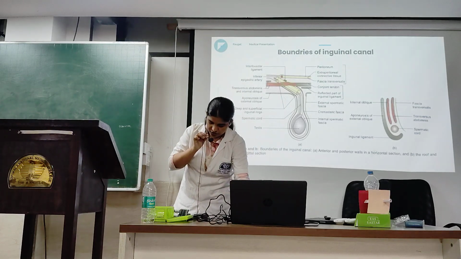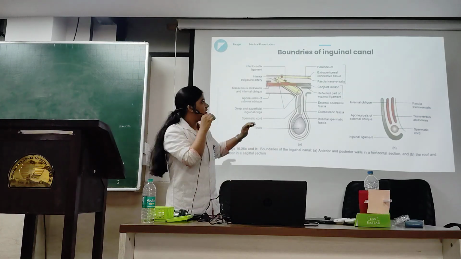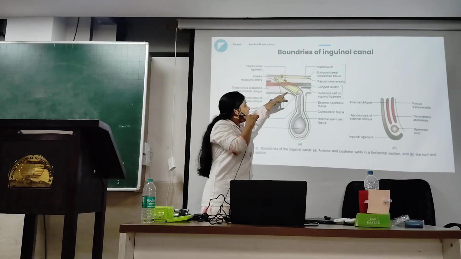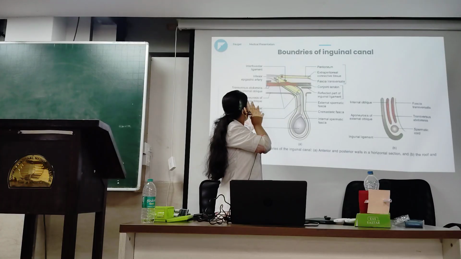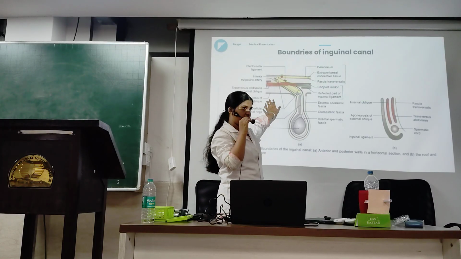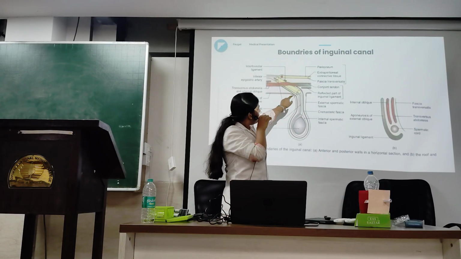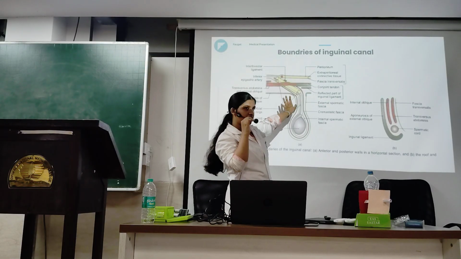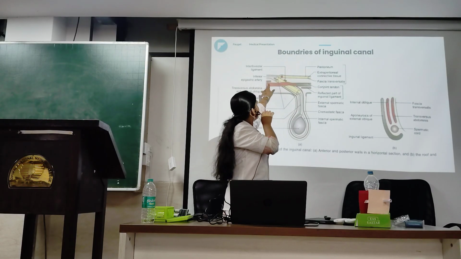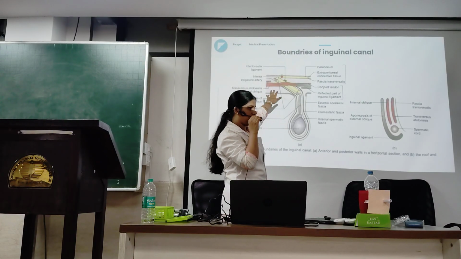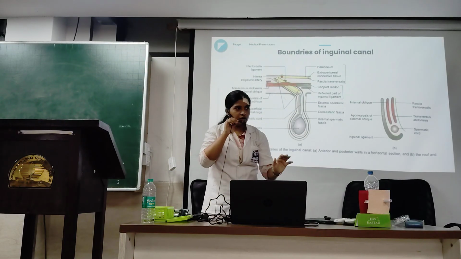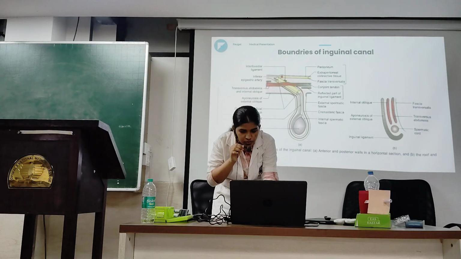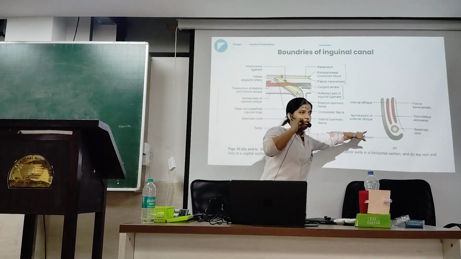Now, moving towards the boundaries of the inguinal canal. Think of it like this: this is the inguinal canal and you are standing inside it. If you look in front of you, there is the aponeurosis of the external oblique, which forms the anterior wall. Behind you there is the fascia transversalis, which forms the posterior wall. If you look above, this is the aponeurosis of the internal oblique and transversus abdominis, which forms the roof. And if you look below, there is the inguinal ligament, which forms the floor of the inguinal canal. I have mentioned it here in this diagram also.